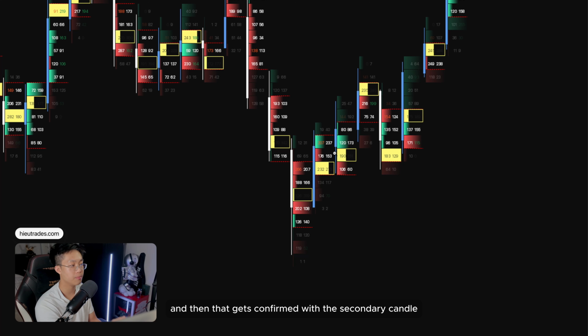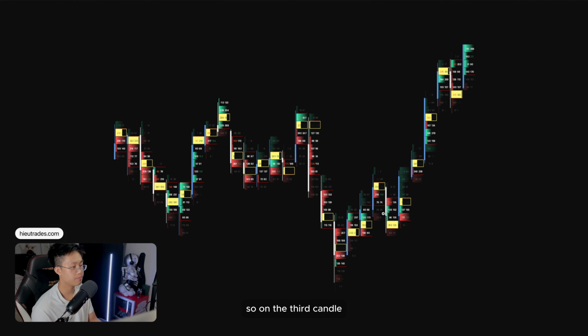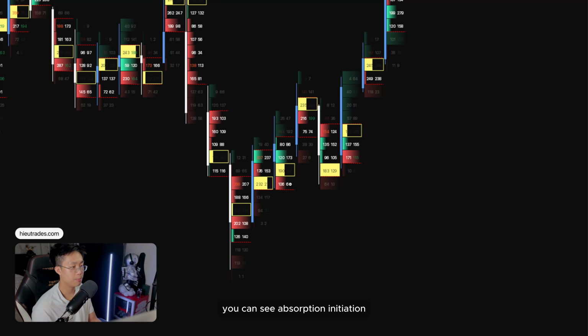And then that gets confirmed with the secondary candle. Again, large negative delta at these levels, but they weren't able to follow through with a bearish body closure. And instead, this candle closed bullish, absorbing all of these bearish sellers and rewarding these aggressive buyers. So on the third candle, you can see absorption, initiation. And that is further confirmation of this being a manipulation. But usually you only need 1 or 2 candles to confirm all of this.